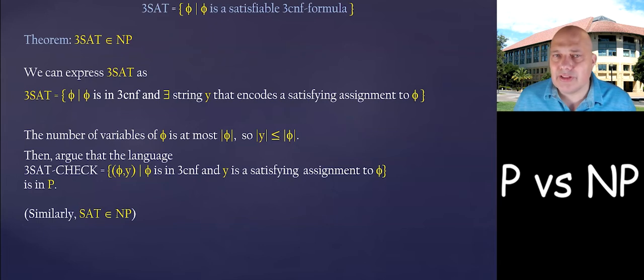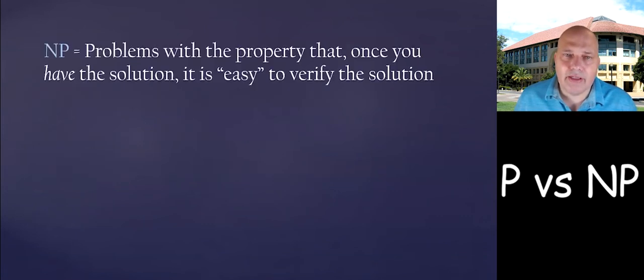Similarly, we could have just argued that SAT is in NP, because then we'll just check that phi is a formula, not necessarily a 3CNF, and then that y satisfies it. So NP is the problems with the property that once you have a solution, it is easy to verify the solution.